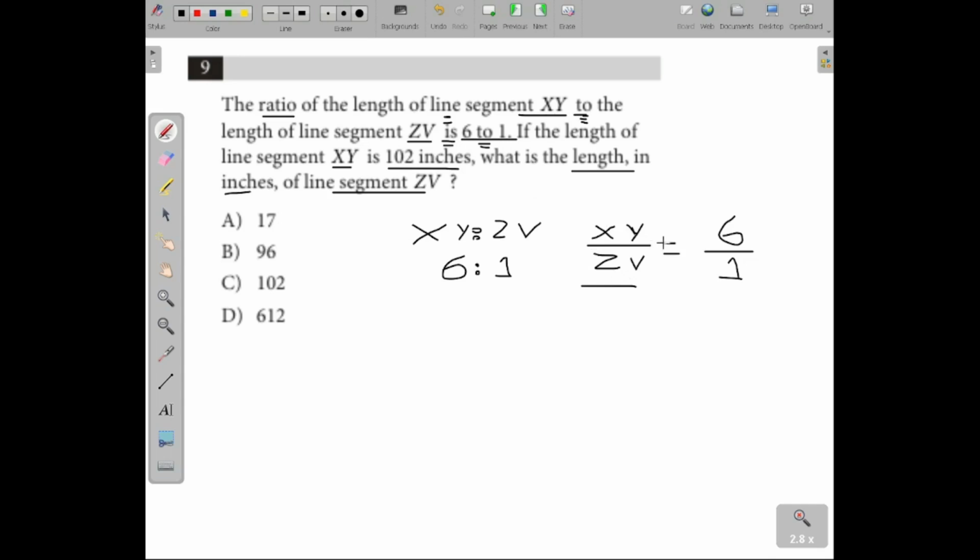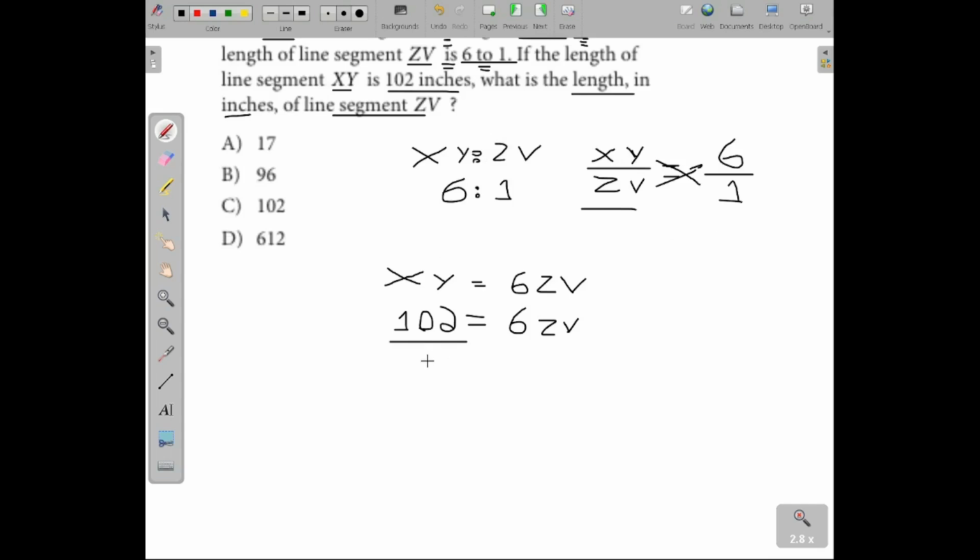And for that, since this is an equal sign, we can do a cross multiplication, XY times 1 and CB times 6. Let's do that. XY times 1, XY equal to 6 times CB, and XY is equal to 102 inches, so it's 102 equal to 6 times CB.